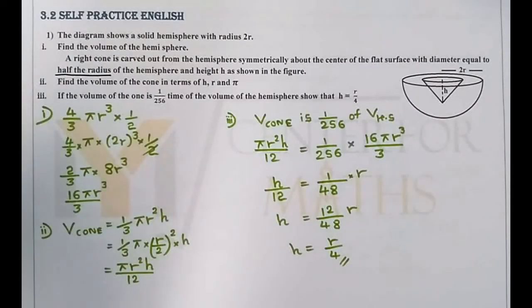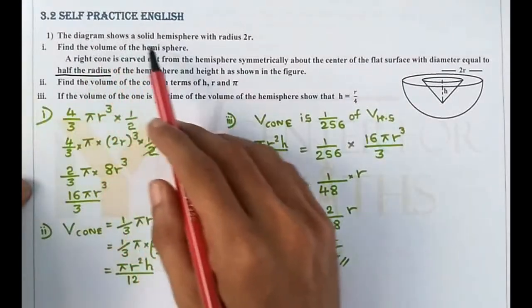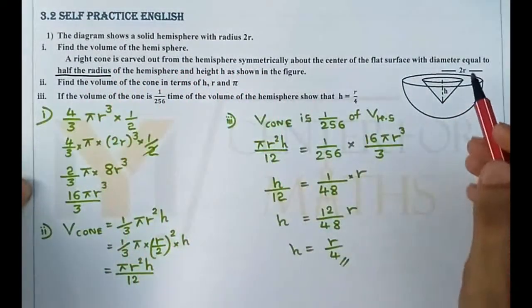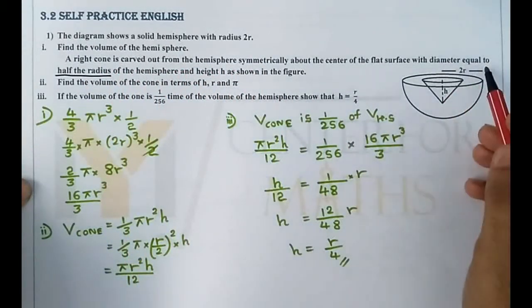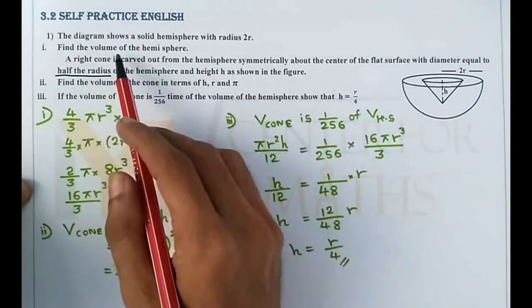Okay, fine guys, so here is self practice 3.2, and here we are going to practice a volume question. I have already given the answer. In the first one, the diagram shows a solid hemisphere with radius 2r. They have given the radius of this hemisphere, and that's 2r. Further, find the volume of the hemisphere.